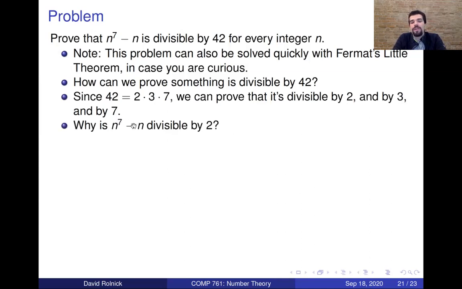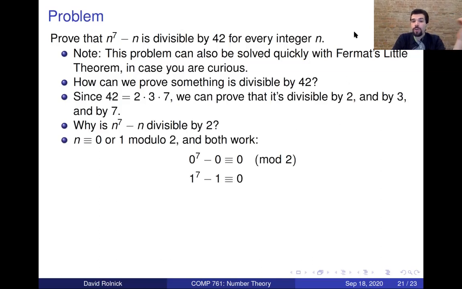Why is n to the 7 minus n divisible by 2, for any n? Yeah, we can check cases. What are the cases? Yeah, the odd and even cases. Now, we've thought a lot about odd and even cases when we're thinking about divisibility by 2. What we're actually thinking about is different residues mod 2. So odd is residue 1 mod 2, even is residue 0 mod 2. So since n is either 0 or 1, we can check both cases. 0 to the 7 minus 0 is just 0. 1 to the 7 minus 1 is just 0 as well.